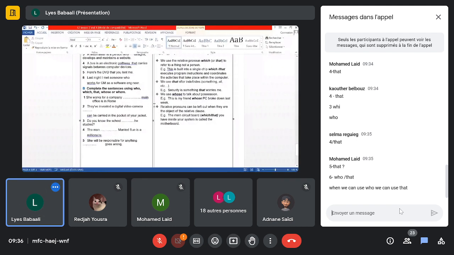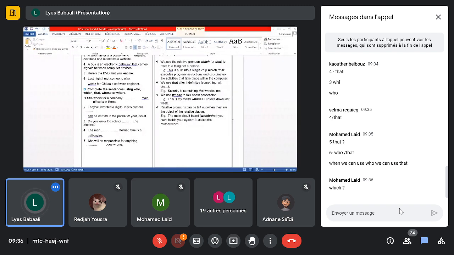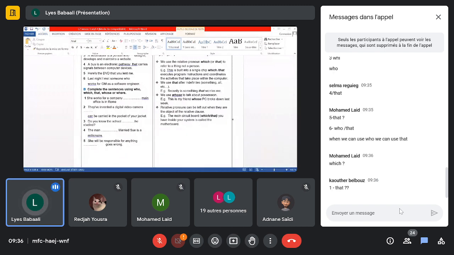Part B. Complete the sentences using who, which, that, whose, or where. So she works for a company who. No, not whose. Let's see if you can try it. Let's take 2 minutes and do the exercise, and then we'll correct it together, okay?